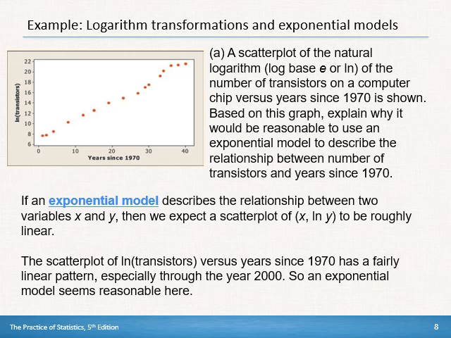All right, so if an exponential model describes the relationship between two variables, x and y, then we expect the scatter plot of x and natural log of y to be roughly linear. And this scatter plot of natural log of transistors versus the years since 1970 has a fairly linear pattern, especially around the year 2000. So an exponential model seems pretty good here.